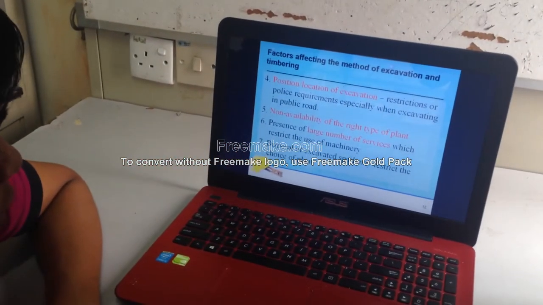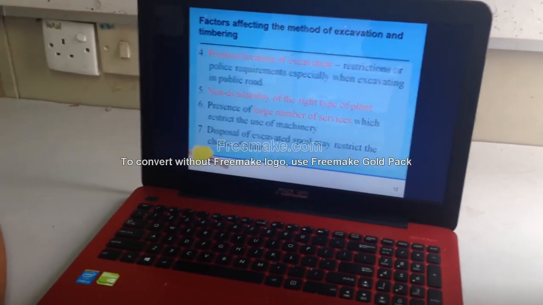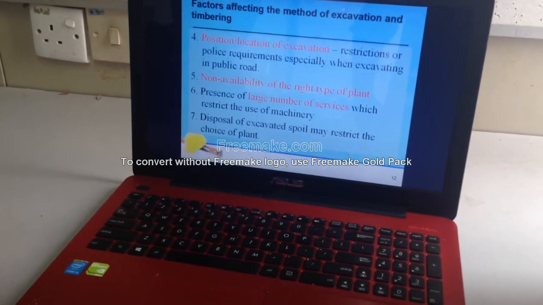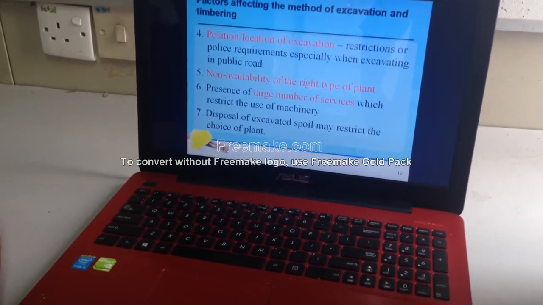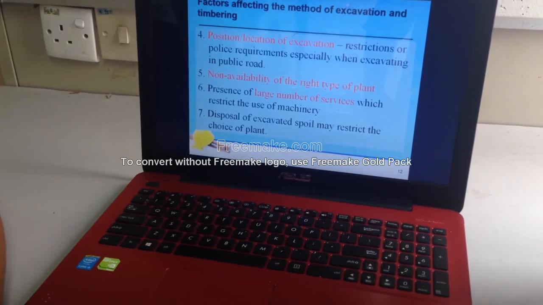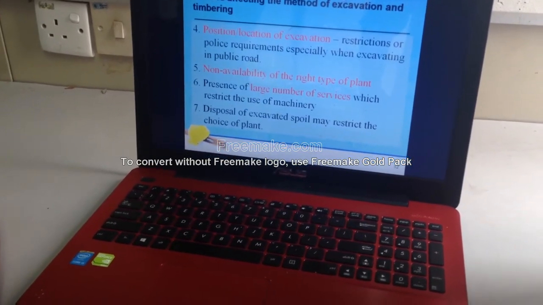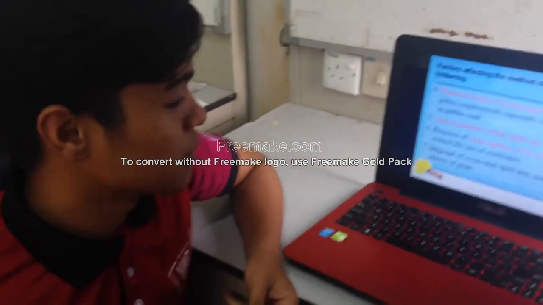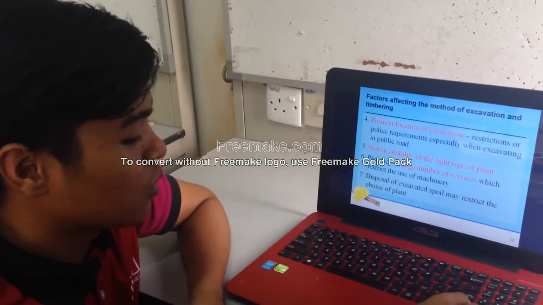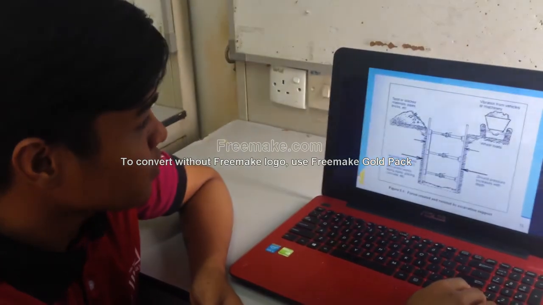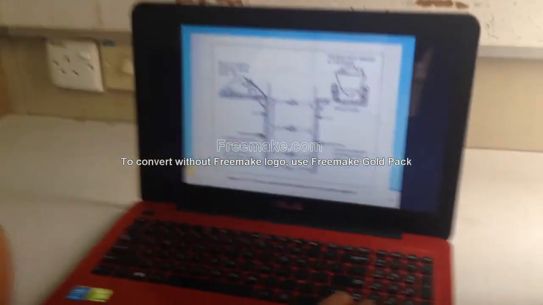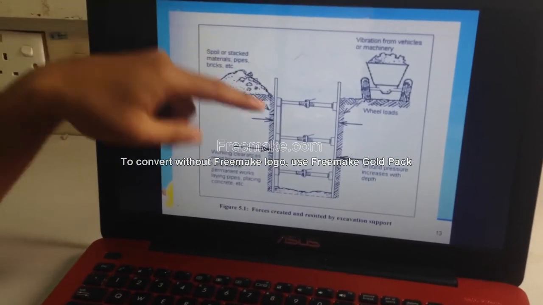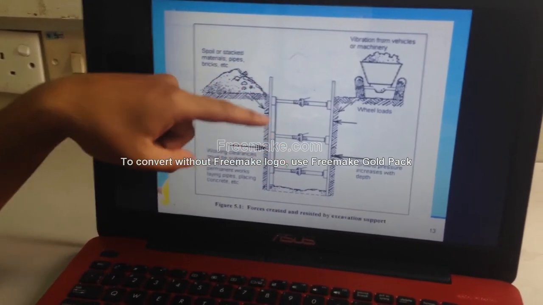The last one is that disposal of excavated spoil may restrict the choice of plant. So disposal of excavated spoil is something we need to avoid because it will restrict the choice of plant. So we must choose properly how to excavate and timber. Here we can look at the spoil or stacked material, pipes, brick. This is after excavating.